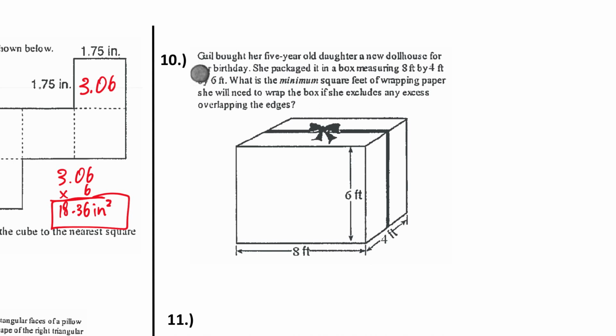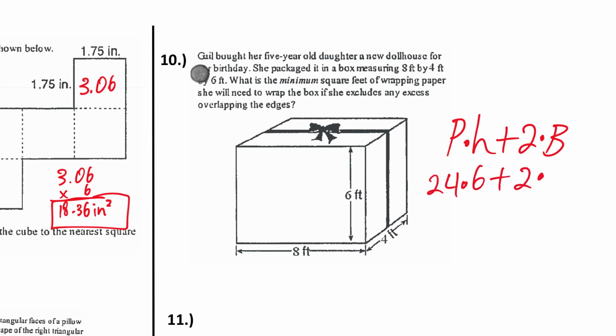Okay, so she's going to wrap this gift. So this is total surface area of a prism, PH plus 2B. So perimeter of the base is going to be 24 times the height of 6, plus 2 times the area of the base, which is 32. Should be 208 square feet.